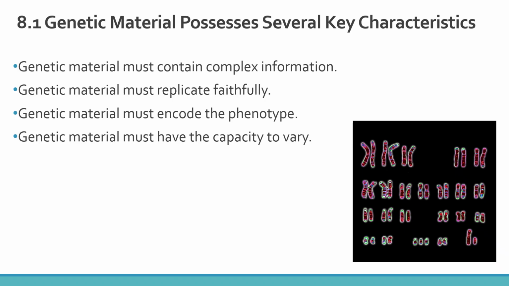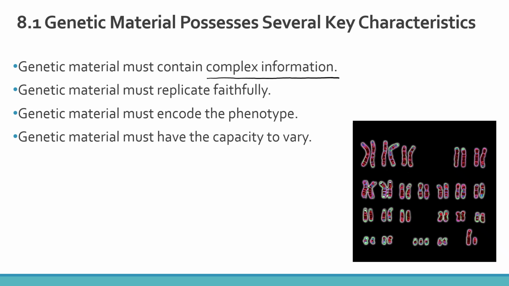Our genetic material has to possess several key characteristics. The main function is that it has to contain complex information. If we think about what our genetic material does, it stores information and then that information is passed on to our next generation, whether that is the next generation of cells or the next generation of organisms. So it has to store information and it has to be able to pass on that information. But it also has to use that information to build and run a living organism.